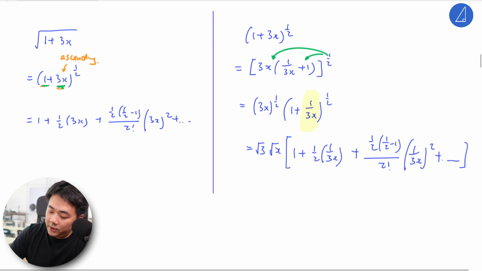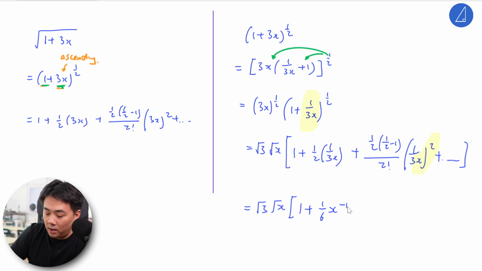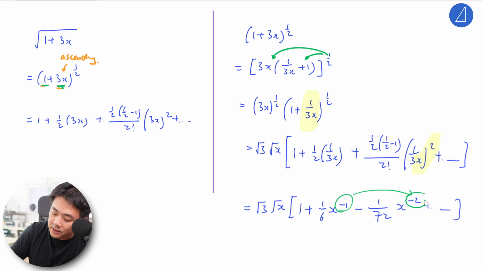By virtue of squaring the denominator, it becomes more negative in terms of its power. So if you look at this, root 3 root x, this will be 1 plus 1 over 6 x to the power minus 1. The other term would be negative, is it negative 1 over 72, I think, x to the power minus 2? So 9 times 8, 72. Basically you realize that this becomes more and more negative, so this is descending power.